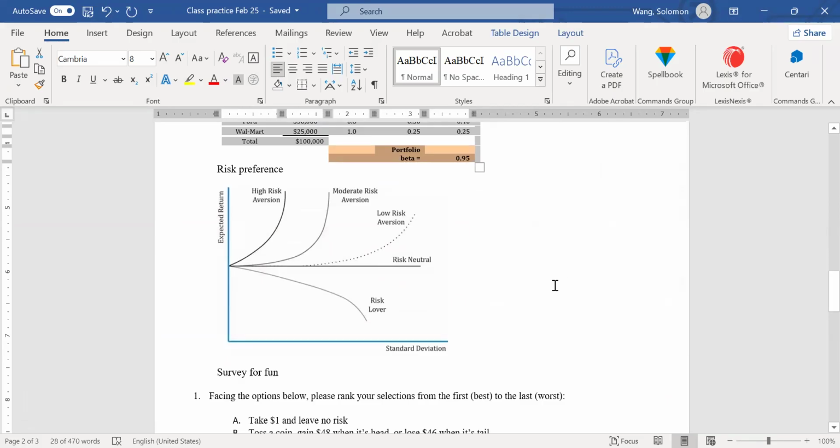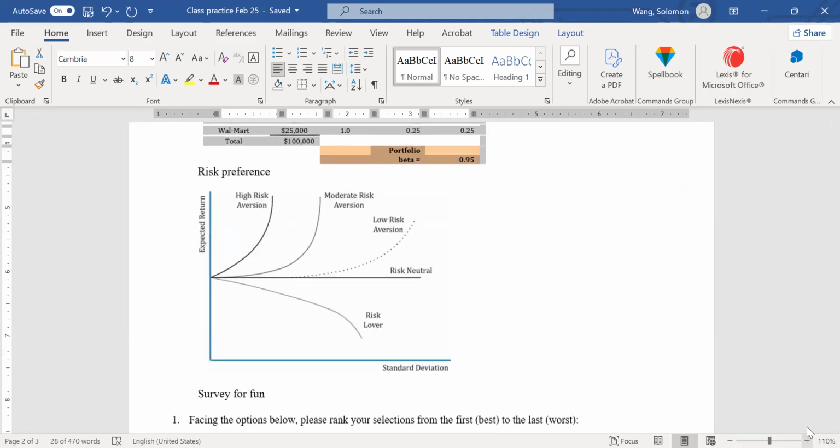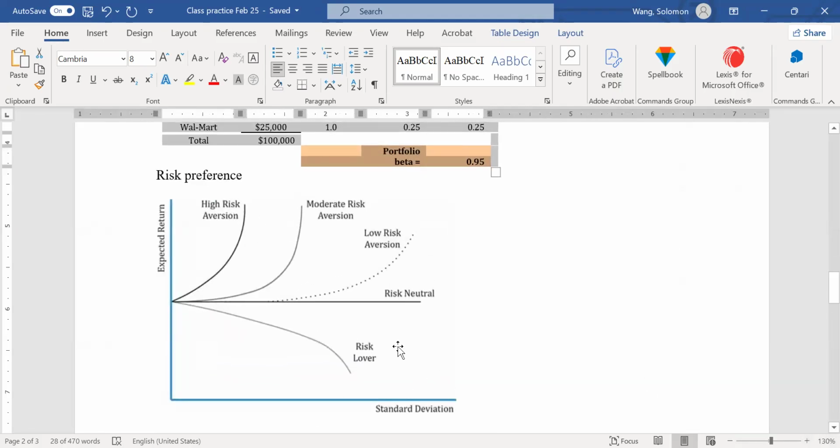So risk preference. This chart tells you the risk preference of different individuals. The vertical axis is expected return, how much you can get from your investment. And the horizontal axis is standard deviation. That's the risk of your investments. Some people are risk neutral. Okay. So that means risk does not affect them. Higher risk, lower risk, they would get the same return.